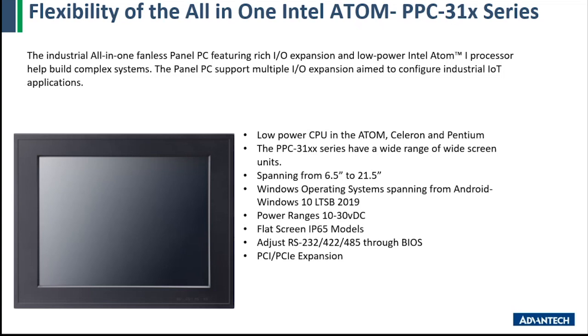The all-in-one Intel Atom is our PPC-31 and PPC-30 range. These models are our low-end processors, so as mentioned before, the Atom, the Celeron, and the Pentiums. These are kind of low-budget ones. So if you have a customer requirement of, let's say, under $2 or $3 grand, the PPC-31 series is really suitable for those environments.